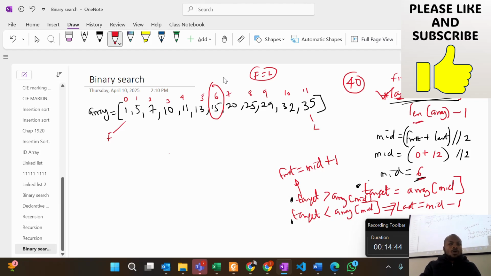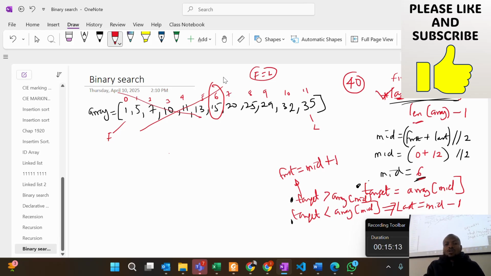It's not equal. But is it more than the target? Is target more than the value at the middle or less? It's more. That means that value tends towards the right. So we have to ignore all the value at the left because that value tends towards the right. Is that understood? So now that it tends towards the right, that means it's what? It's greater. So what do we change? Do we change the first or the last? Only the first, we don't change the last.